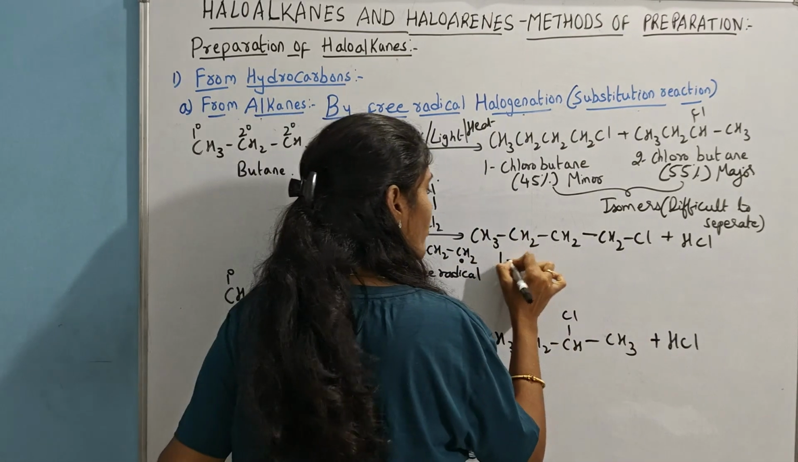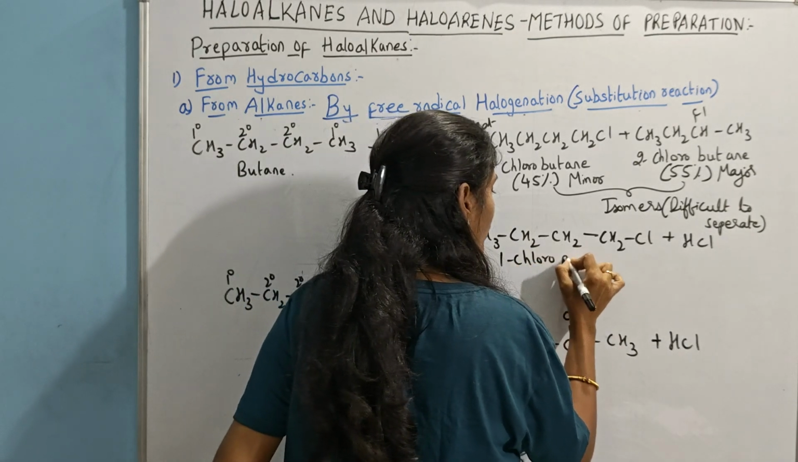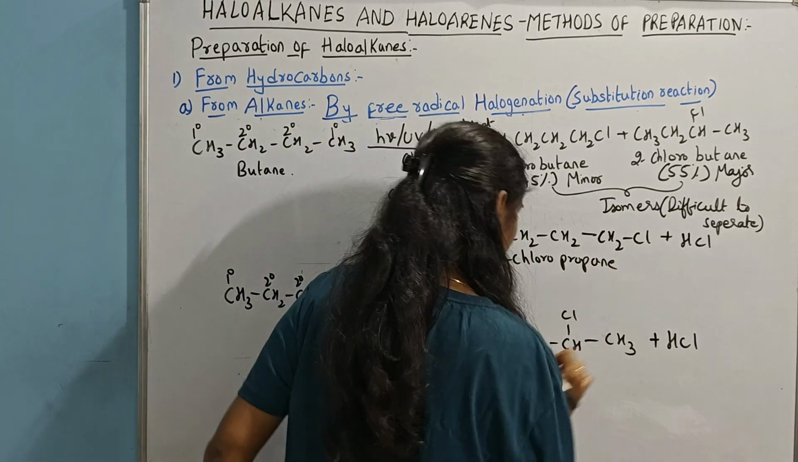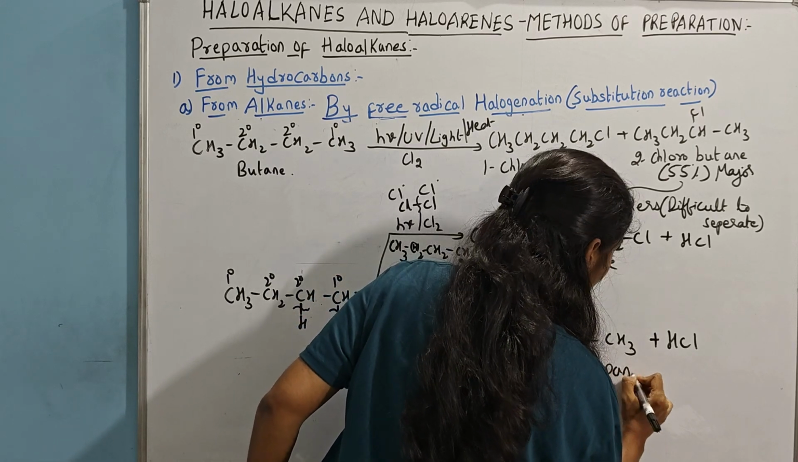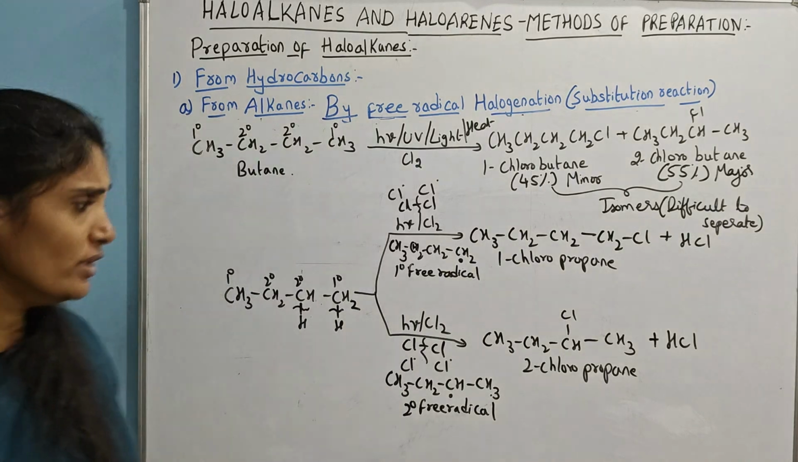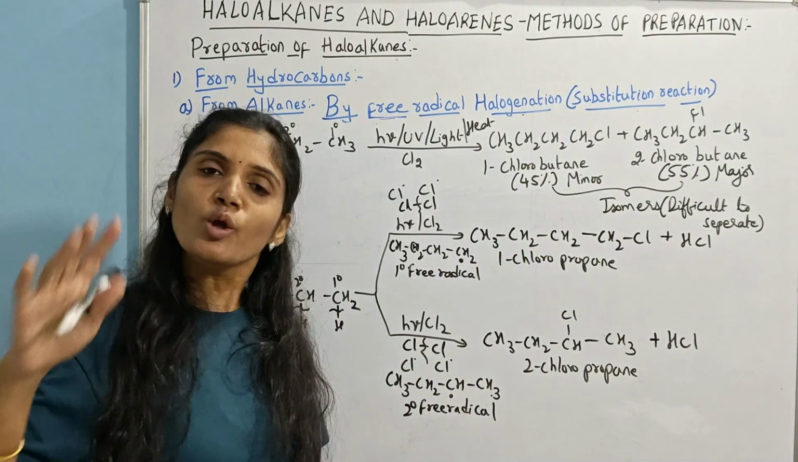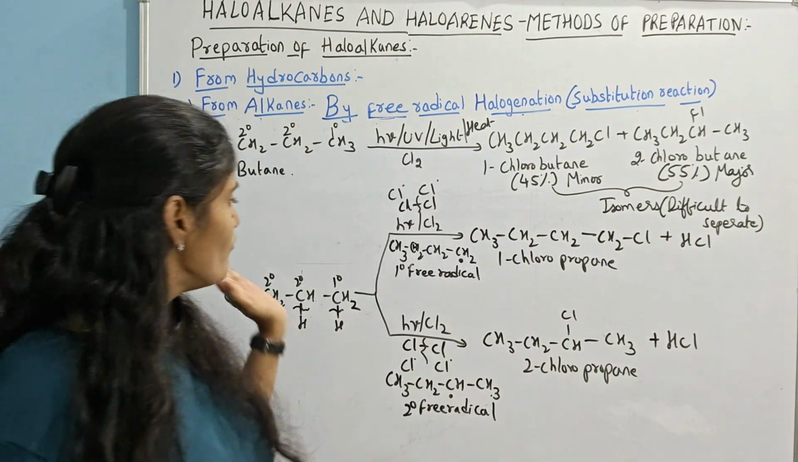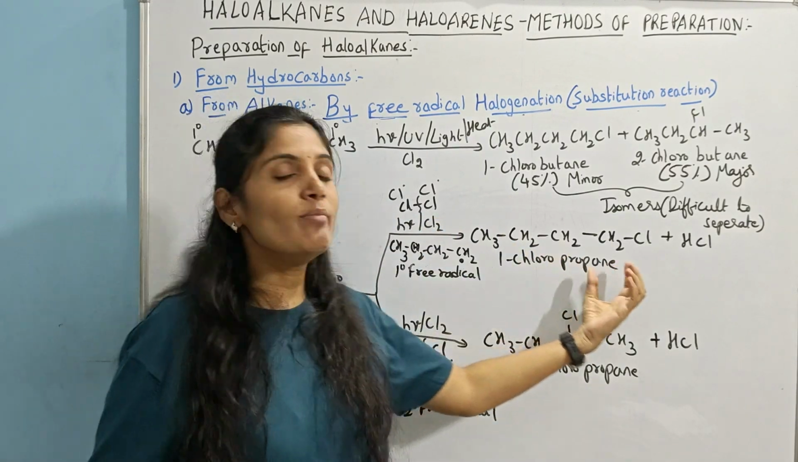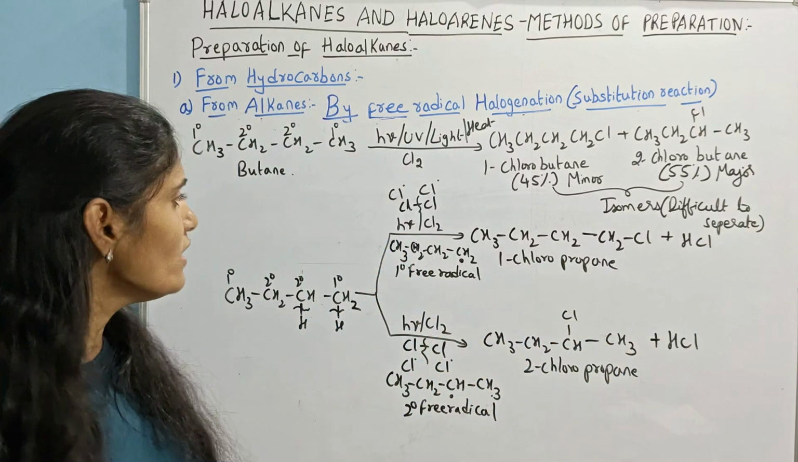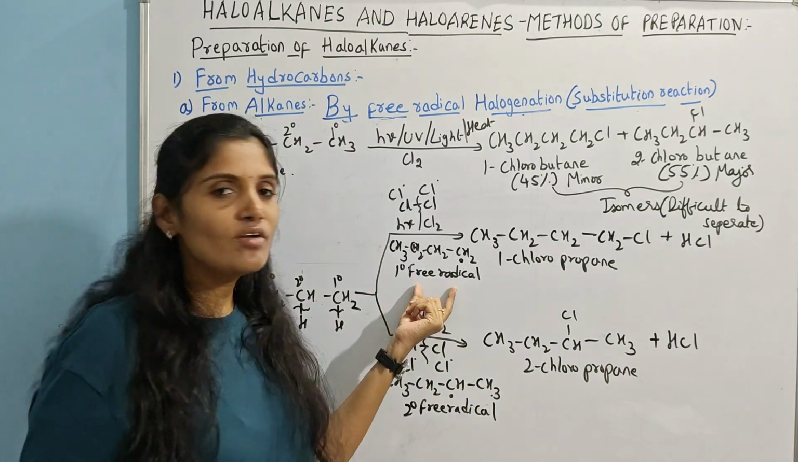So here I got my 1-chloropropane, and here I got my 2-chloropropane. Now if I have to decide which is more stable: you know from grade 11 that whichever reaction proceeds through a more stable intermediate will give the major product. Now if you see the intermediates here, I got a primary free radical.